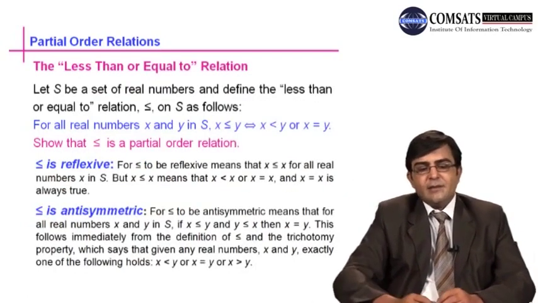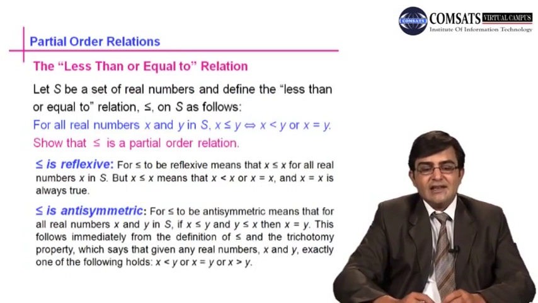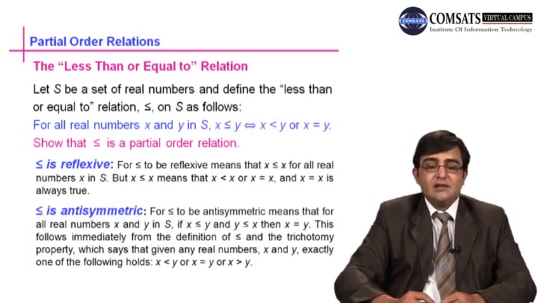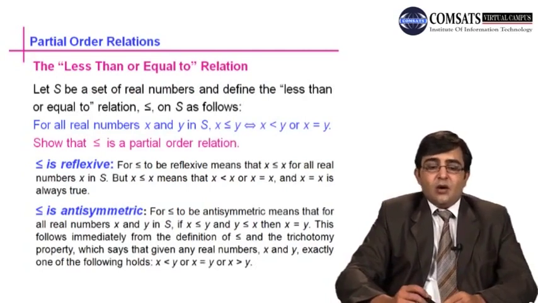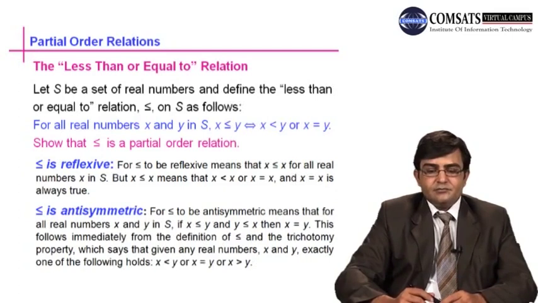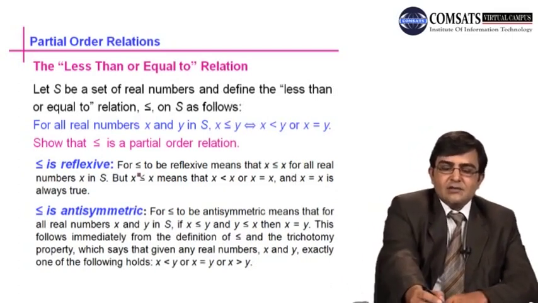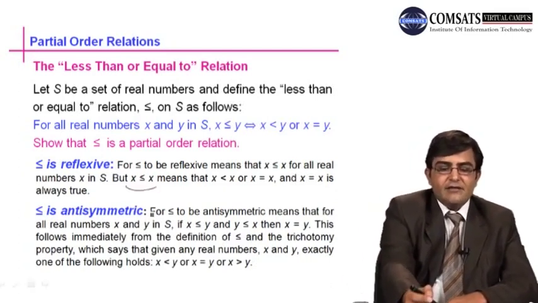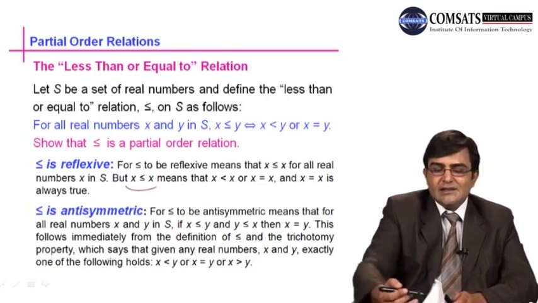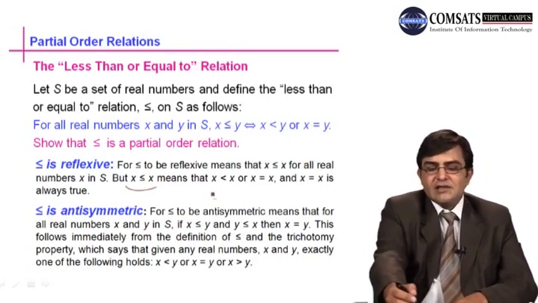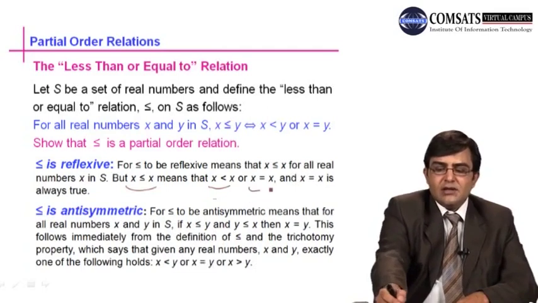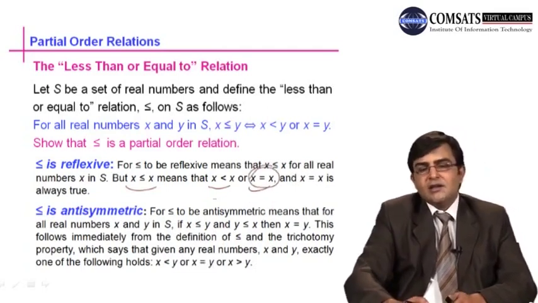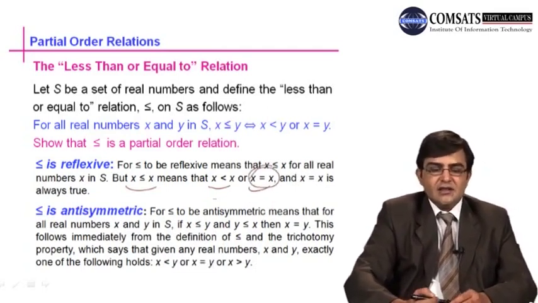We take another example of a partial order relation, which is the less than or equal to relation. The less than or equal to relation is not an equivalence relation. Now we are going to prove that it is a partial order relation. The less than or equal to relation is reflexive. Obviously every number is less than or equal to itself. So this holds. Therefore this relation is reflexive.